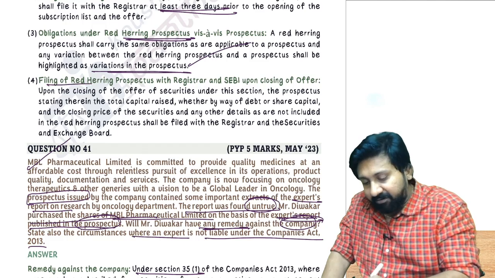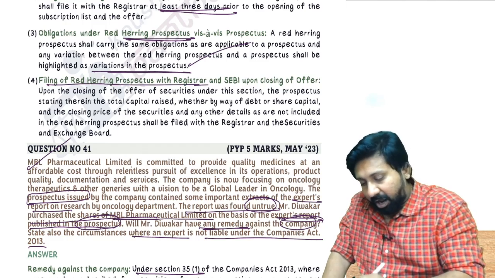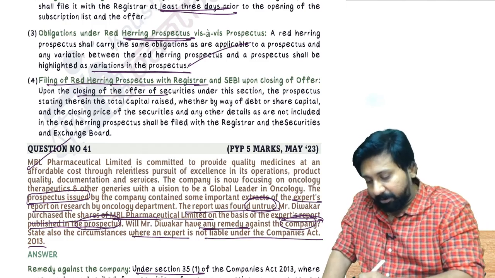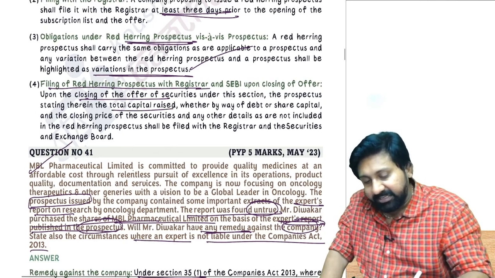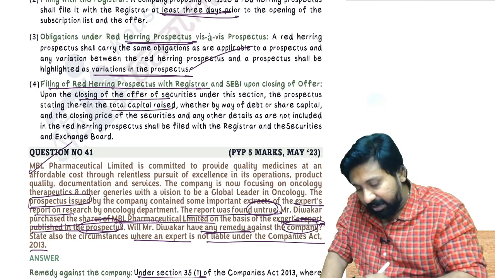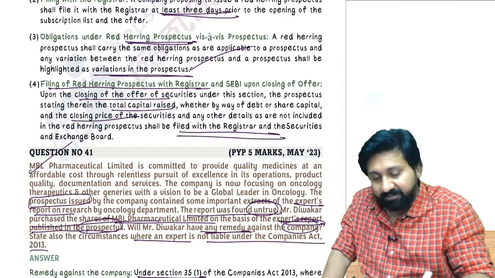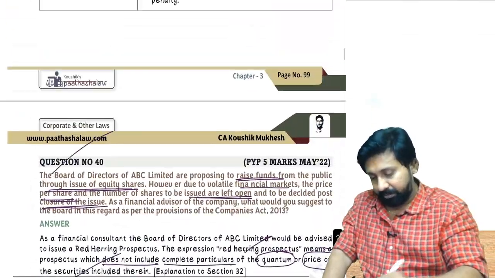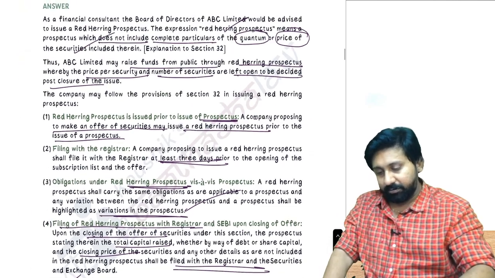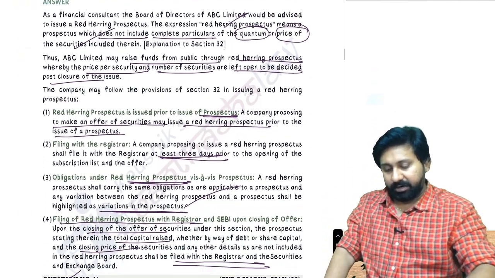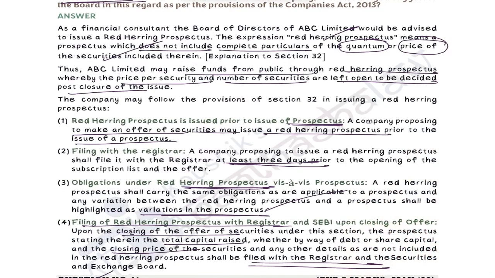Filing of the red herring prospectus with the registrar. Upon closing of offer, the prospectus stating total capital raised, either by way of debt or share capital, and the closing price, which is not included in the red herring prospectus, shall be filed with the registrar and SEBI. Remember, this is also an important question for exam.